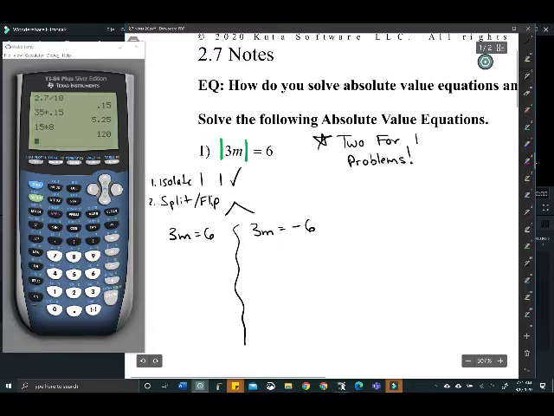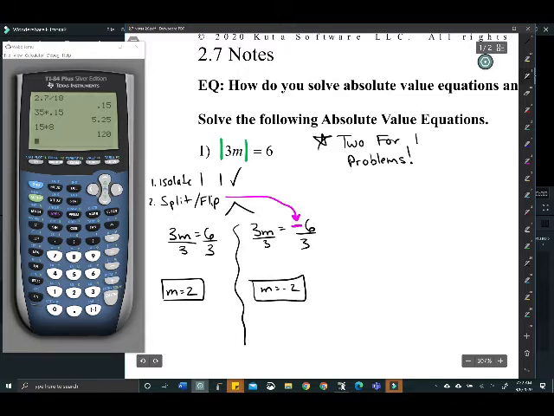So that's the flip. What I mean by flip is you flip the sign from positive to negative or vice versa. All right, because absolute values, remember, they change positives into negatives, negatives into positives. Okay, actually, they change positives to positives and negatives to positives. That's what I meant to say. Now, once you have that, you just divide by 3, m equals 2, easy peasy, and m equals -2.